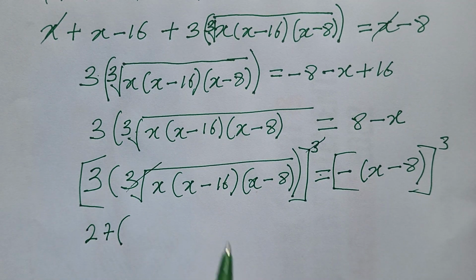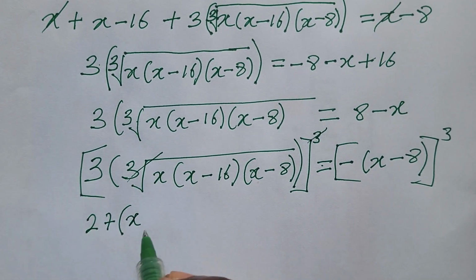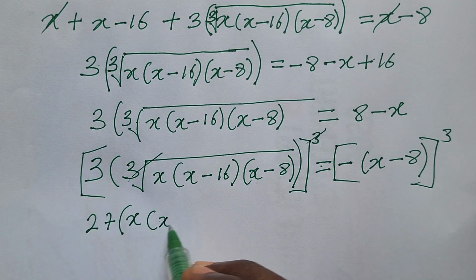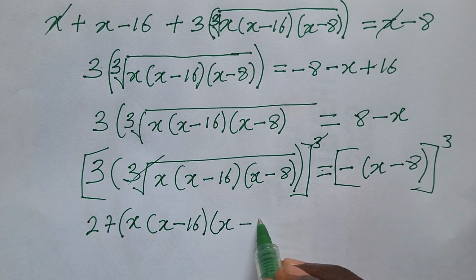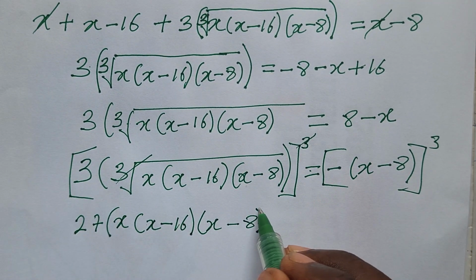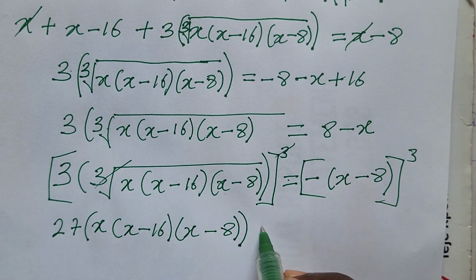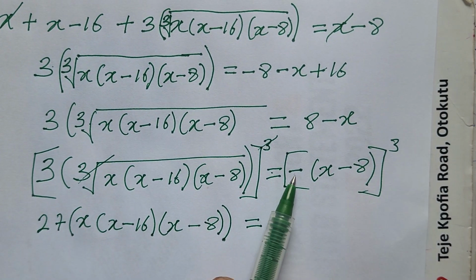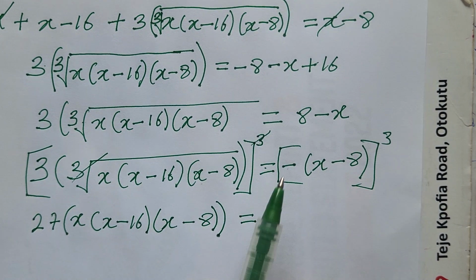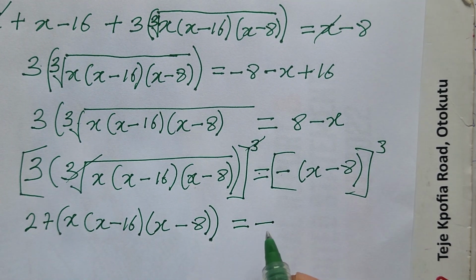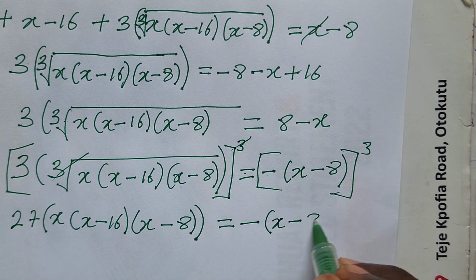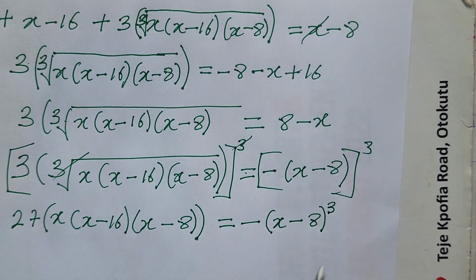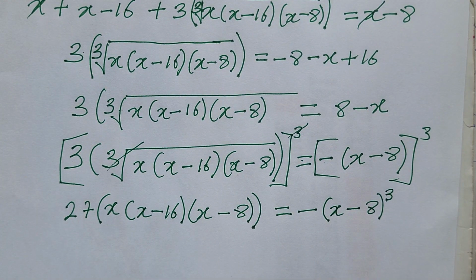This will go with this. So we're now left with x into (x minus 16), (x minus 8) of bracket close. This is equal to, we use minus 1 to multiply, minus 1 goes 3 places, this will still give us minus 1, into our (x minus 8) all to the power of 3.